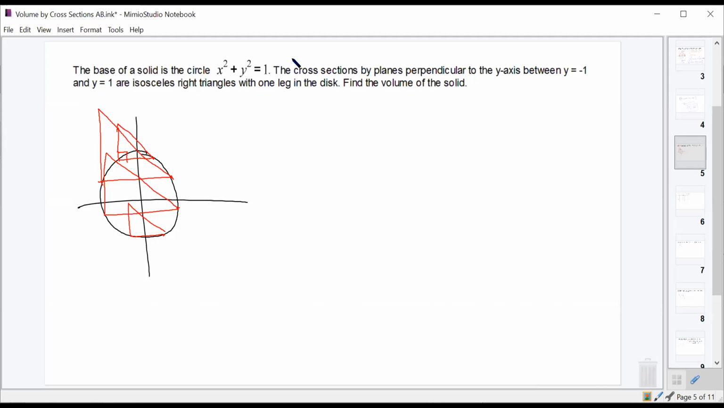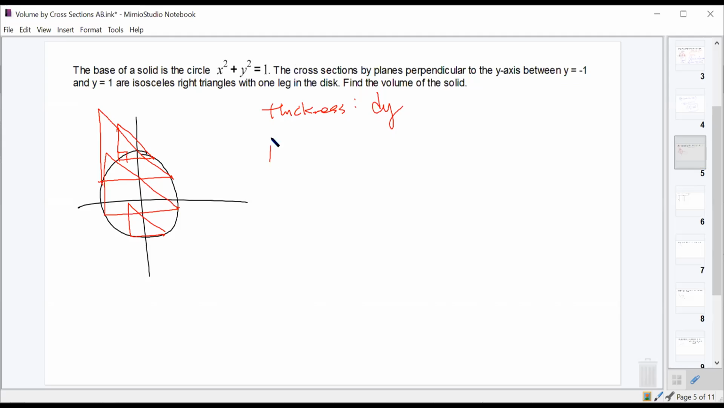So what are we going to do here? We need to do what we've done before. What's the thickness going to be? Is it dy this time? This time it's dy because we're going in the y direction here.